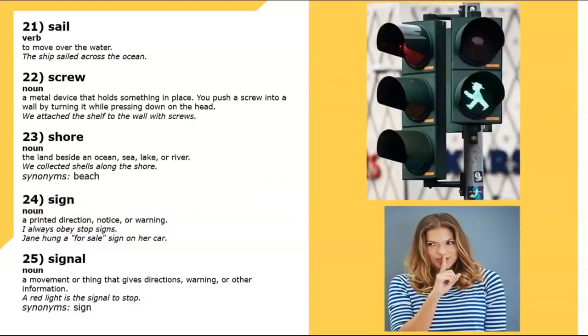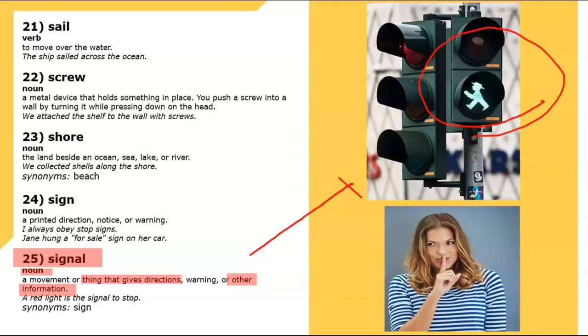Our next word is signal. Signal is also a noun, and it is a thing or movement that gives directions, or it gives you some other information. When you are walking down the road, you can see signals that look like this. They're signals that tell you when it's okay to walk across the road or when you need to stop.